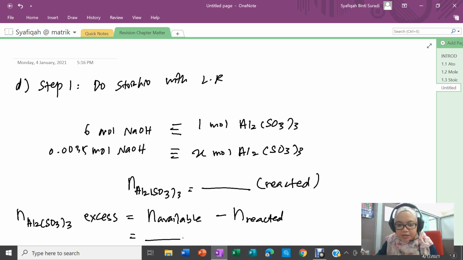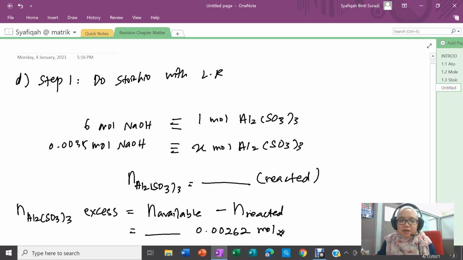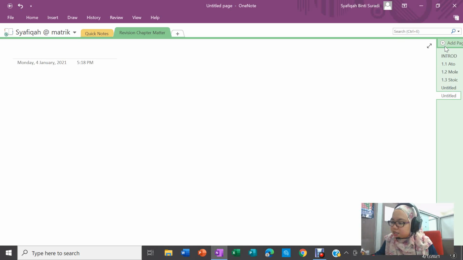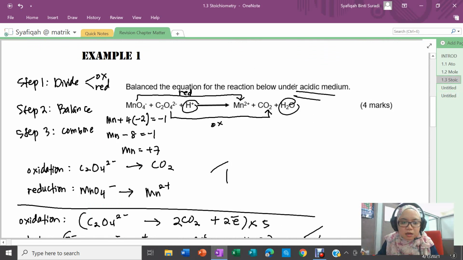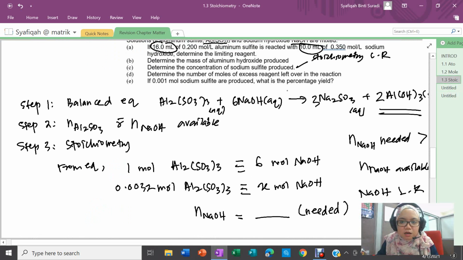So, dapatlah mole of excess tadi. So, mole of excess tadi you akan dapat jawapan dia adalah 0.00262 mole. So, ni answer dia. Awak kena cek sendiri. Okay? Buat sendiri yang selebihnya. Okay. Next. Last kali question, last kali. Okay, if 0.001 mole of sodium sulfide are produced, what is the percentage yield?